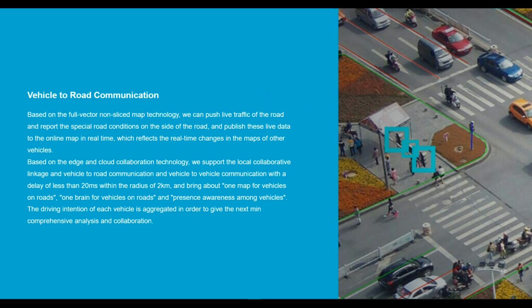Yeah, that means in every direction there will be a vector, and with non-sliced map technology, mapping all the objects around, we can push live traffic of the road and report the special road conditions on the side of the road. So these are the special road conditions, like you can see on the side of the road, and publish this live data on the online map in real time. So this mapping in real time will be needed.